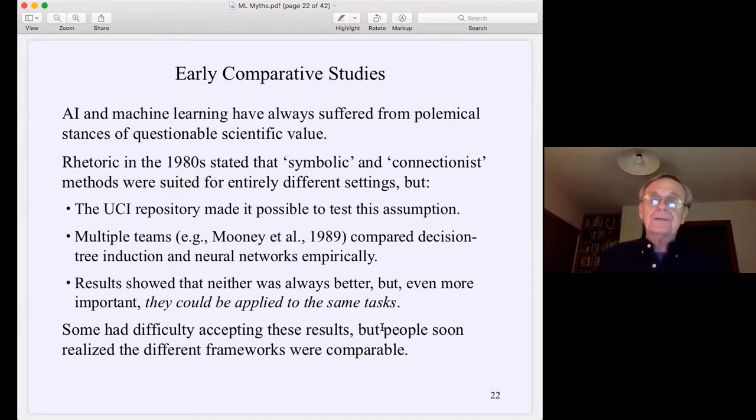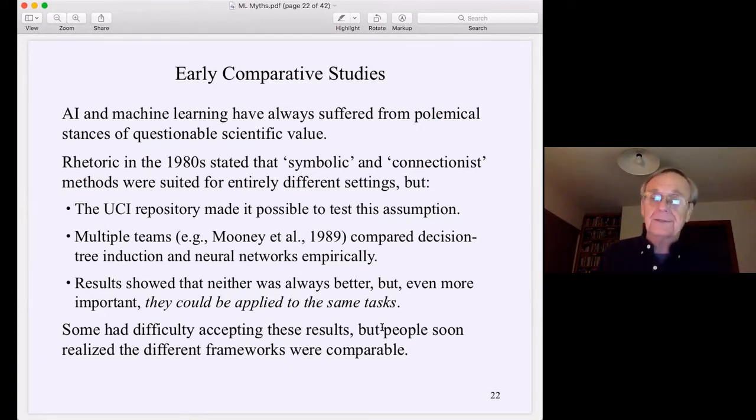I think it's fair to say that both AI and machine learning have always suffered from some members of the community who took polemical or rhetorical stances that had questionable scientific merit. In the 1980s, there was a debate. You saw this more in the cognitive science community than in AI, but they said, well, there's symbolic approaches to intelligence and there's connectionist approaches, neural nets. And they were really incomparable. They were relevant for entirely different settings. And that was just an unquestioned assumption for quite a while until the UCI repository came along.